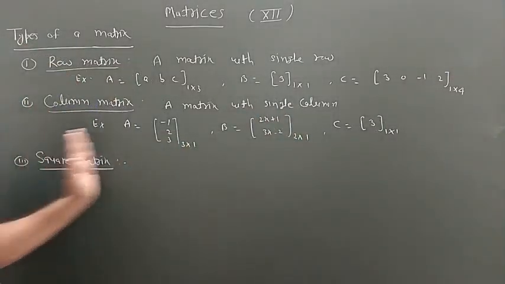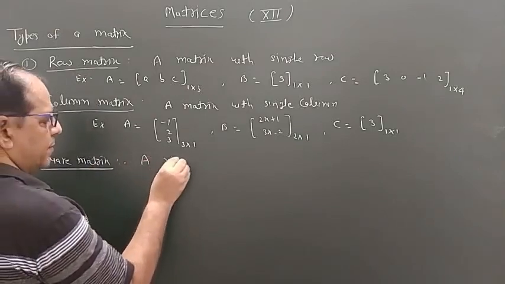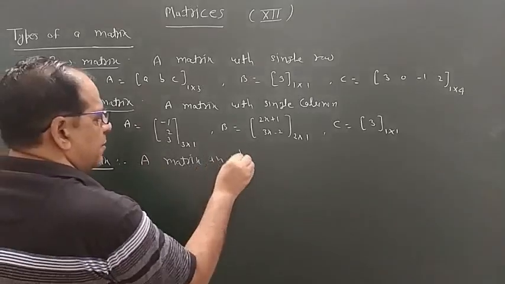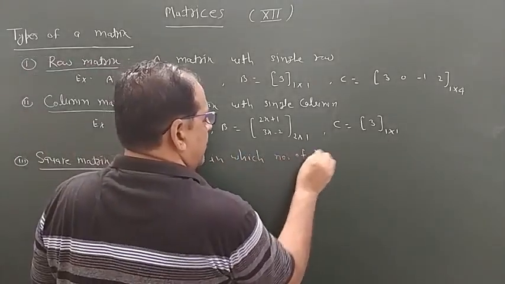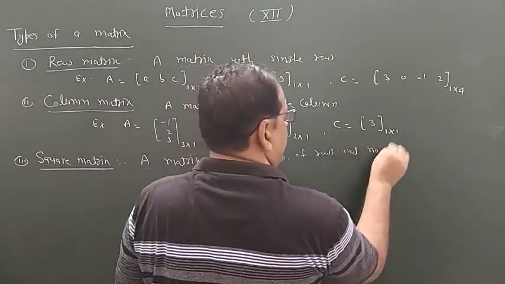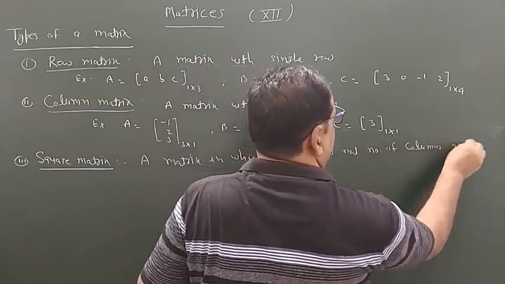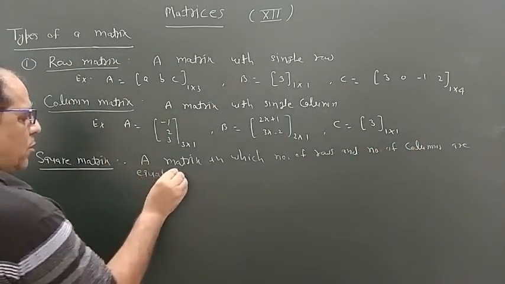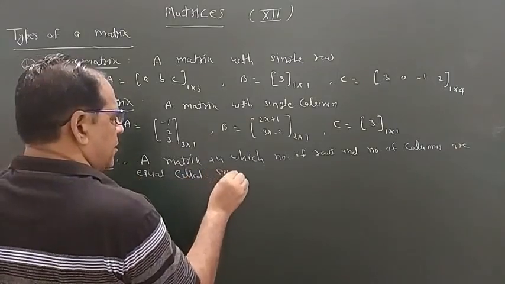Now we come to the next type of matrix, square matrix. A matrix in which the number of rows and the number of columns are equal is called a square matrix.